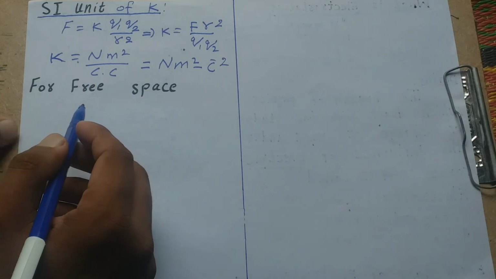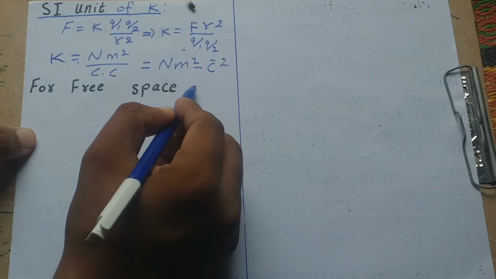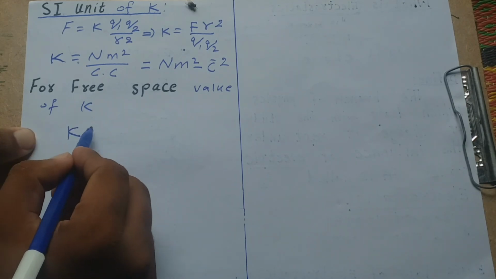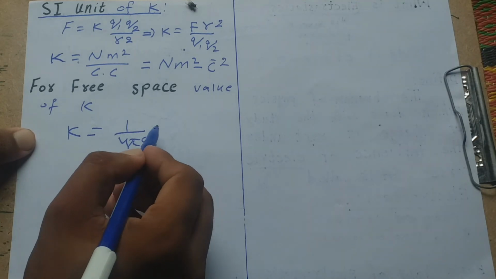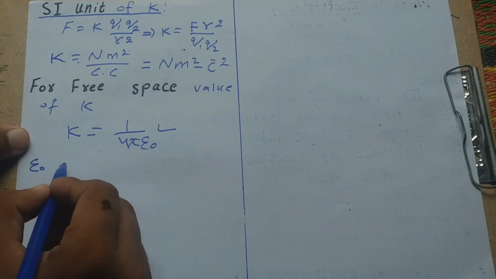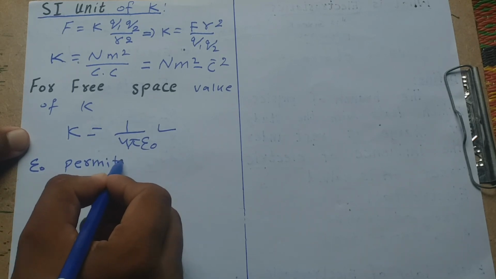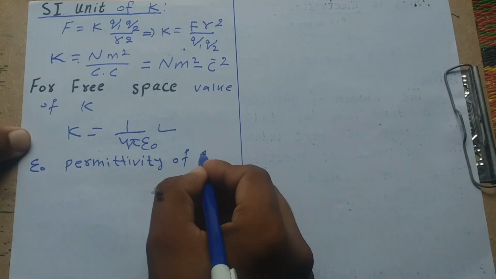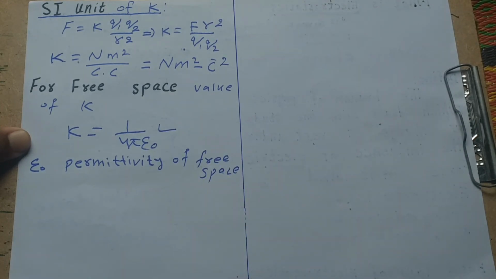For free space, the value of K is equal to 1 over 4 pi epsilon naught. This is for the medium free space. We know what epsilon is: epsilon naught is known as the permittivity of free space.